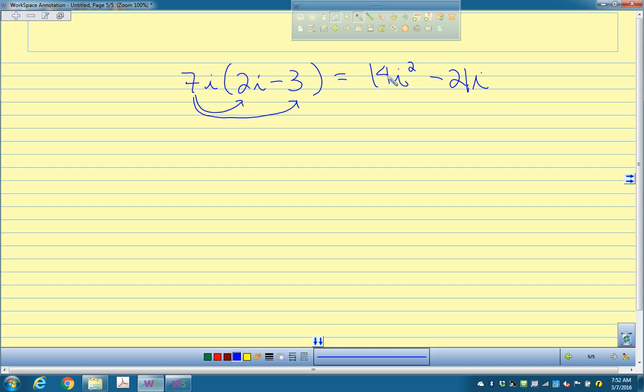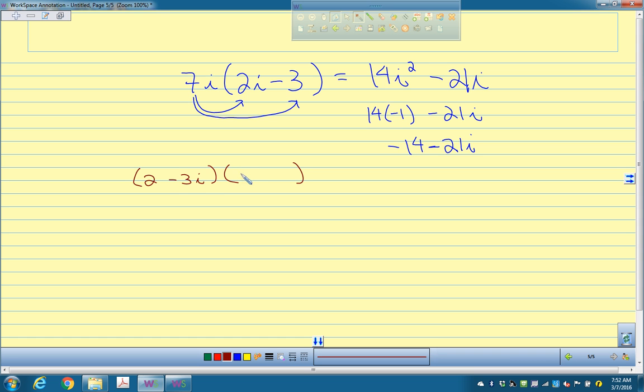What's 14i squared equal to in real numbers? Negative 14, right? This is 14 times negative 1, minus 21i. So you just leave this as the complex number, negative 14 minus 21i. Okay? You can FOIL complex numbers, just like you FOIL things with x's, pluses and minuses in them.